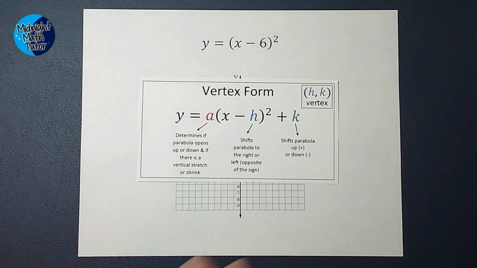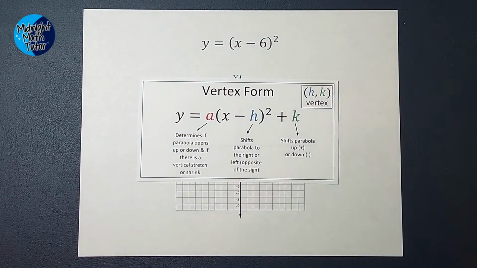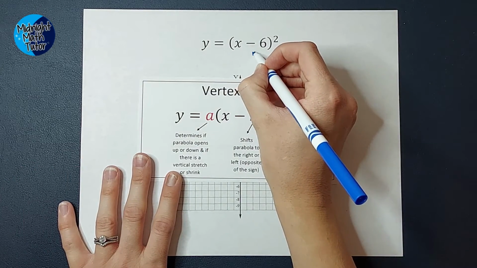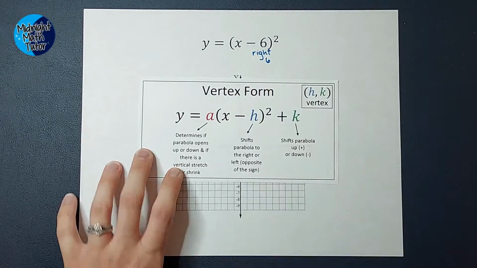All right, then I told you this graph would be shifted. So this number here tells me how far it is shifted to the right or left. And you do the opposite of the sign. So -6 would probably make you think left 6, but we actually do the opposite. So we are going to shift this one to the right 6.